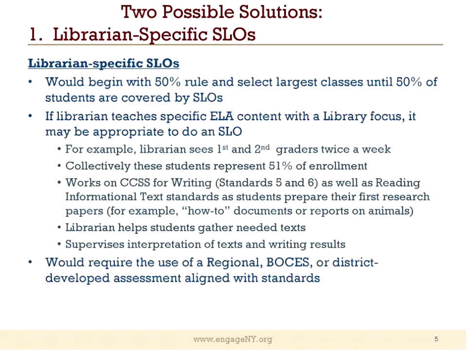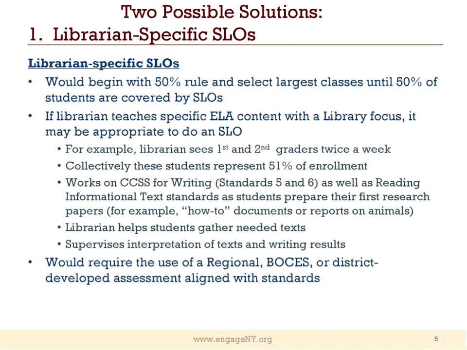There are 2 possible SLOs for librarians. The first option is librarian-specific. Our example here looks at a librarian in an elementary school who teaches all subjects in the school. You would begin with a 50% rule and select largest classes until 50% of students are covered. More specific information about this rule can be found in the guidance document.